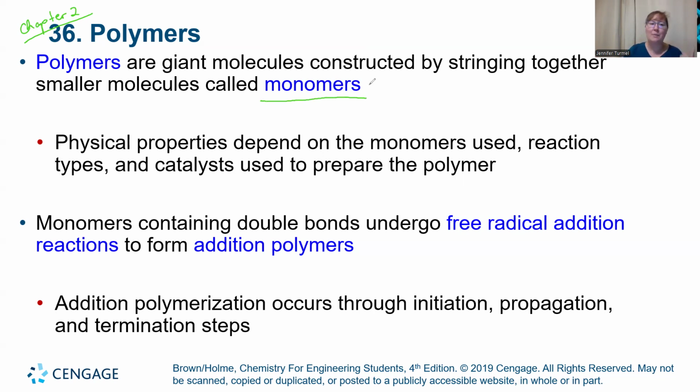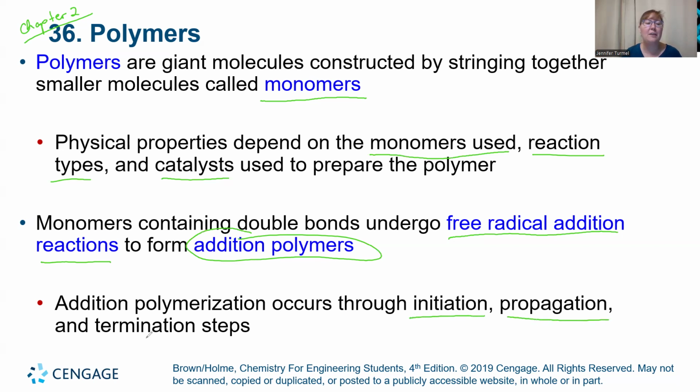We made polyethylene, remember, back in chapter 2. The physical properties of our polymers depend on the monomers used, their reaction types, and any catalysts that we use to prepare the polymer. The steps to creating polymers from monomers lead to what we call free radical addition reactions. And they form a special type of polymer called an addition polymer. Again, I showed you each one of these steps back in chapter 2. And the steps are actually called initiation, propagation, and termination.